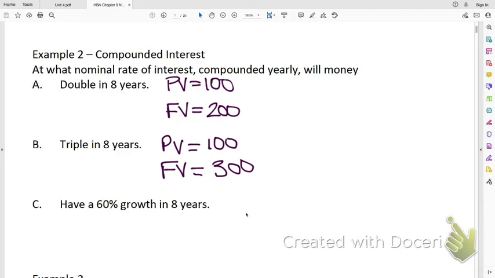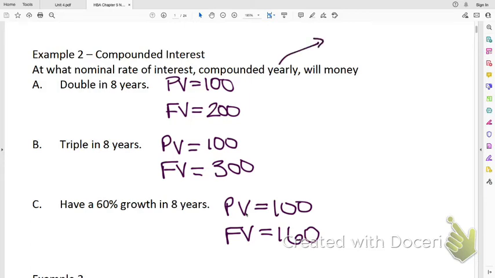Okay, what about a 60% growth? That means, okay, $100 becomes how much with 160? That's a 60% growth, adding 60% back on top of it. Now, I set that up for those 3. What else do we enter for all 3? What are we finding? Yearly. Compounded yearly means which thing? What's yearly telling us?